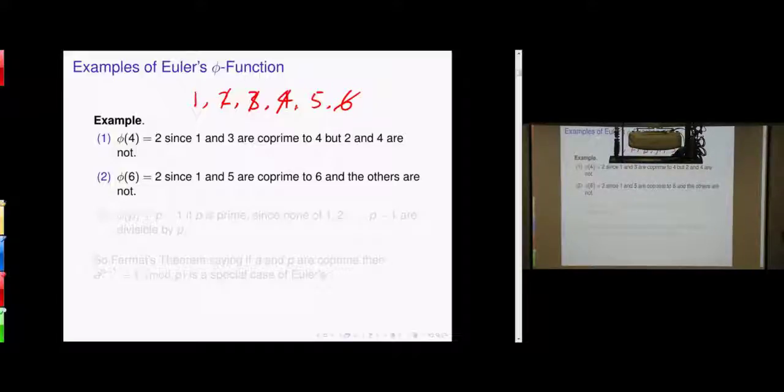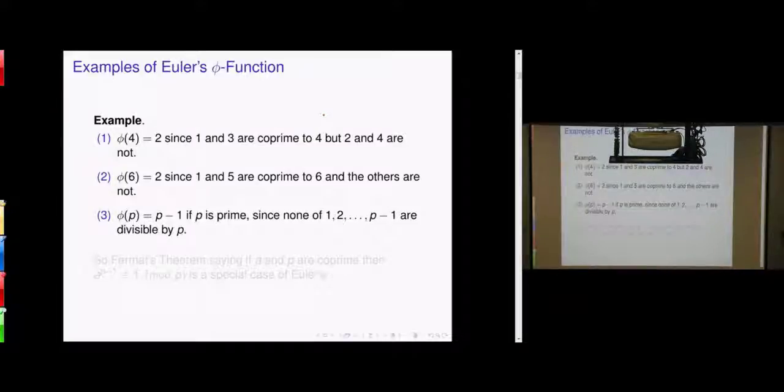So the remaining set only contains 2 elements, 1 and 5. If you count the size of the set, it is again 2, right? So phi of 6 is 2 because among these numbers, only 1 and 5 are co-prime to 6, and the others are crossed out. So phi of 6 is the size of this set, which is 2. Okay? So simple enough, right?